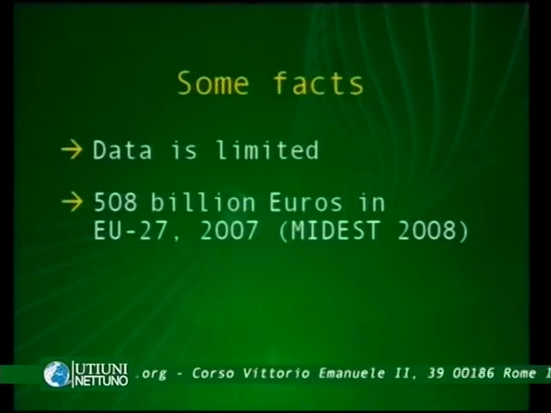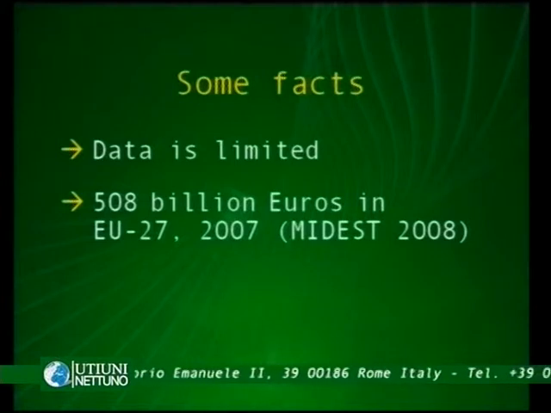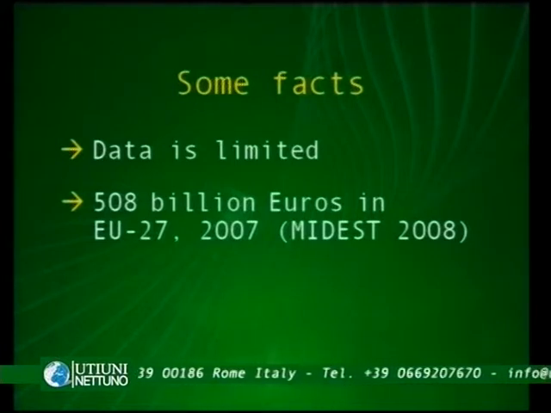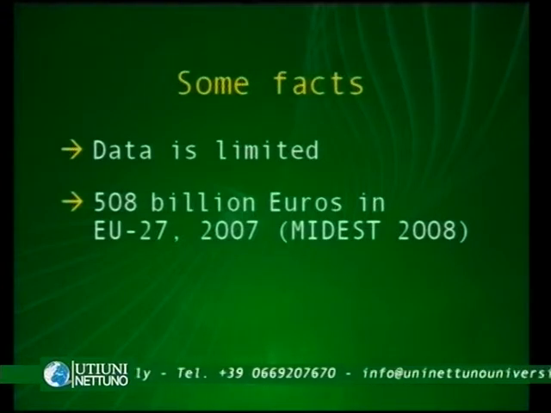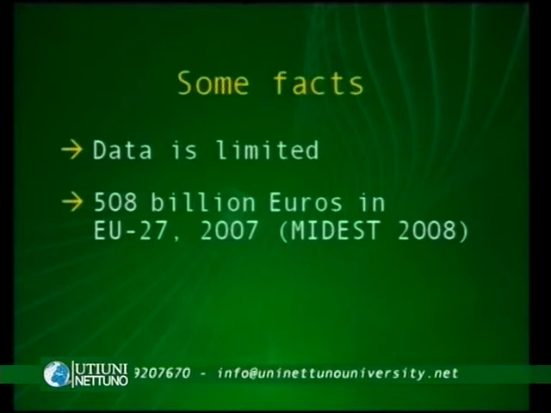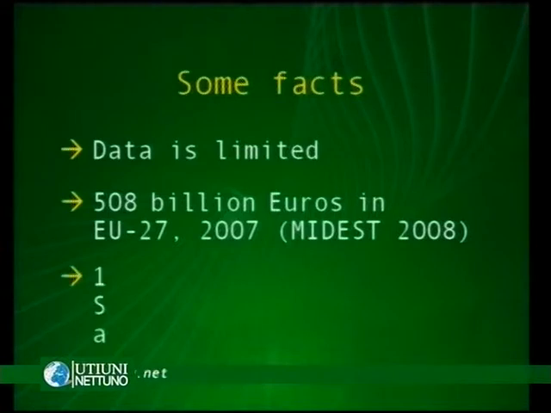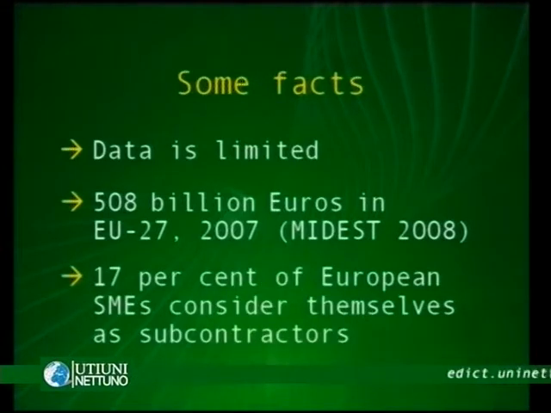But in terms of overall value, this is very significant. 508 billion euros is estimated to have been spent on subcontracting activities in the EU 27 in the year 2007. So today, in 2012, this is likely to be even higher than in 2007. Approximately 7% of European SMEs consider themselves subcontractors. And usually it is more towards the medium-sized companies, where approximately 25% said that they consider themselves subcontractors, or that one of their activities has to do with subcontracting. It's a little less for micro or smaller enterprises, about 15 to 16%.